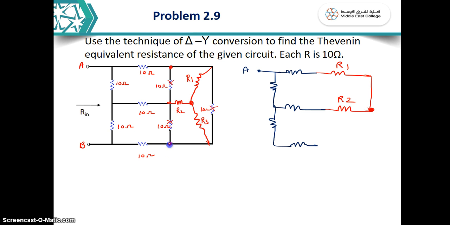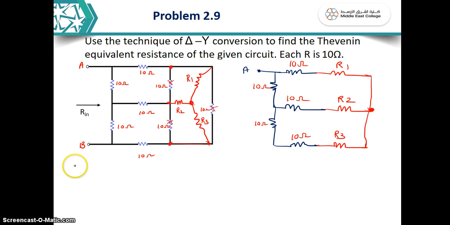Now from this point I have R3. The other end of R3 is again connected to R2. So now the circuit becomes like this. This is already, we know, 10 ohm. This is 10 ohm, this is 10 ohm, this is 10 ohm, this is 10 ohm. Now we need to find what R1, R2 and R3 are.